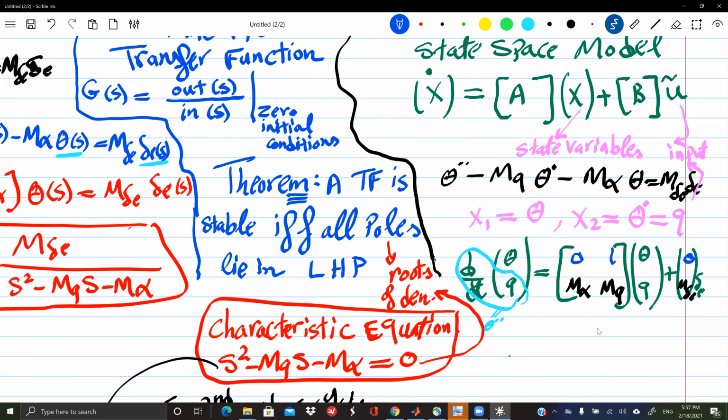So now, Professor, could you repeat that? Yeah, of course. So what is that? 0 and 1? First of all, any issue with the second row?